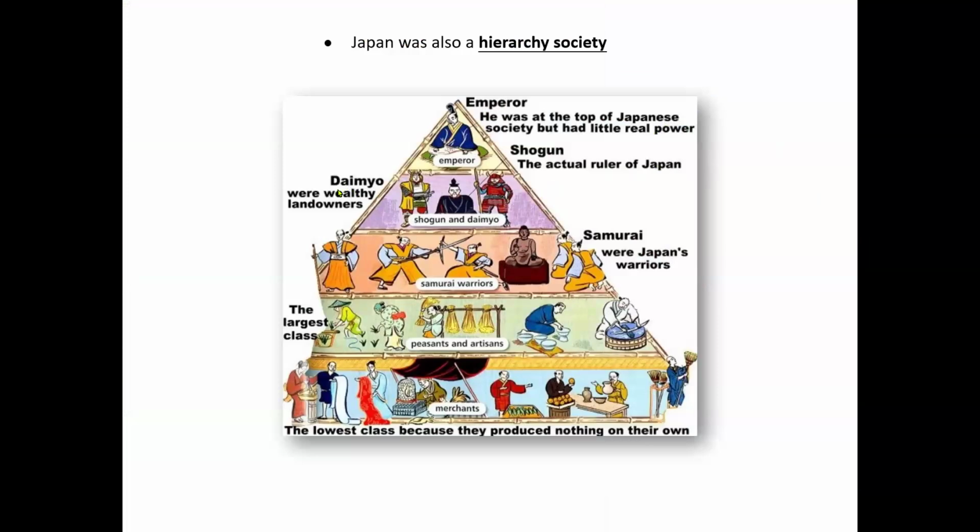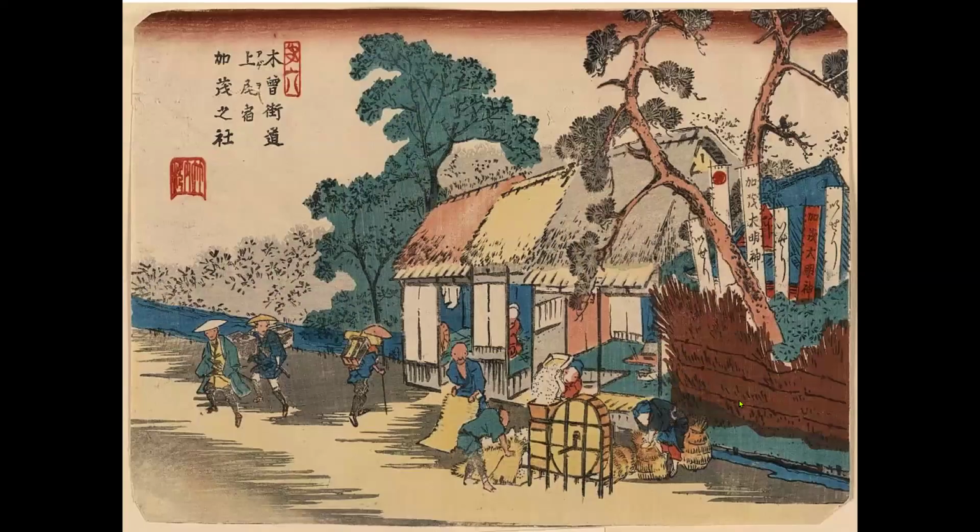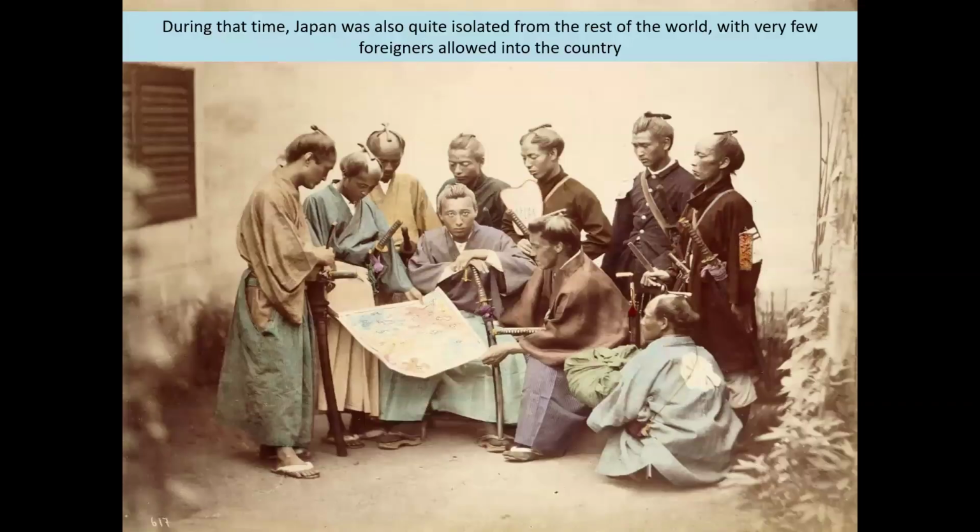And then you have the daimyo, which are the wealthy landowners, and they also have the shogun. Now you have the samurais, all right, and then you have the peasants and artisans, and the lowest class were the merchants because they were seen as not producing anything but selling. So this is the hierarchy of Japanese society. Under the shogun's rule, Japan was definitely an agrarian society, with a lot of crops, right? So they're very much an agricultural country. And during that time as well, Japan was very much isolated. There were foreigners, but very few could enter the country.